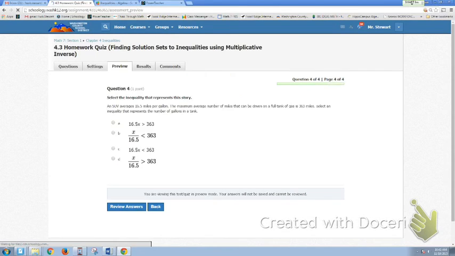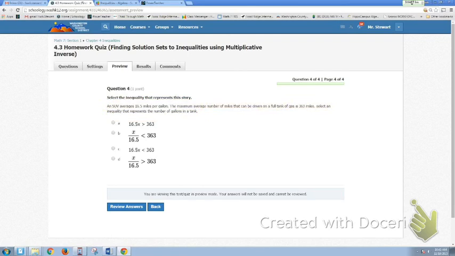Last question, and this is a story problem, so I'll read it out loud, and it says that an SUV averages 16.5 miles per gallon. The maximum average number of miles that can be driven on a full tank of gas is 363 miles. Kind of makes you wonder why people drive around SUVs all the time, right? Select an inequality that represents the number of gallons in a tank.